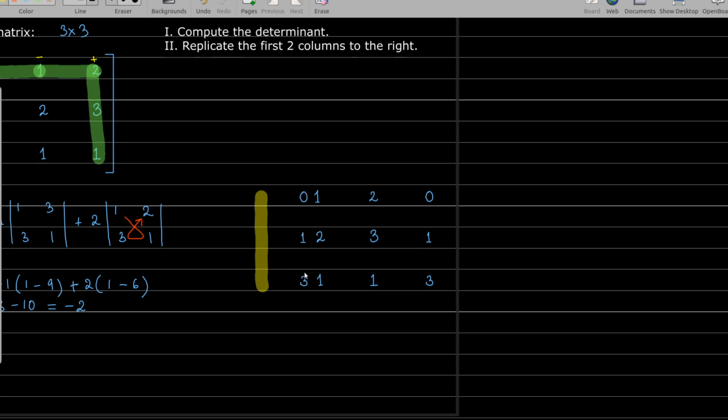Next we want to replicate the second column. The way to replicate the second column will be, again, just make a copy of this and place it to the right side.